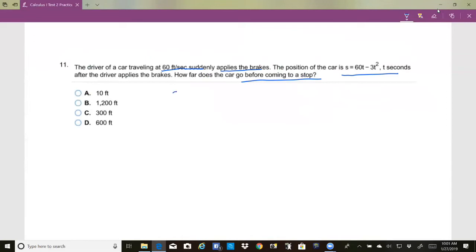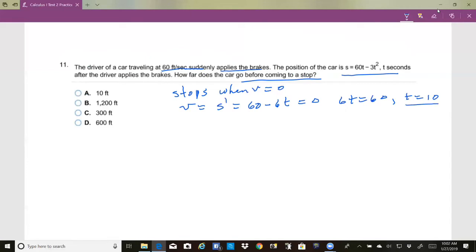It stops when velocity is equal to zero. So we need to calculate the velocity, which is equal to S prime, equal to 60 minus 6t, and that is equal to zero when 6t equals 60 and t equals 10.